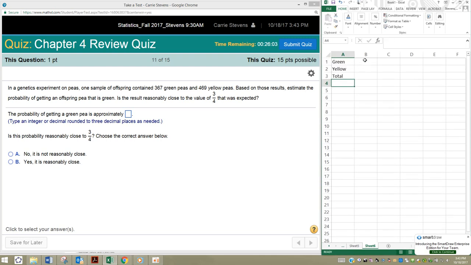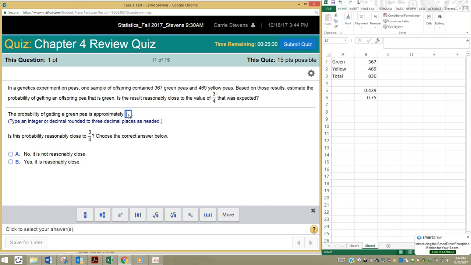So I had 367 green peas, 469 yellow peas, and the sum total of those is 836. What is the probability of getting a green pea? Well, that would be equal to the number of green peas divided by the total. And 3/4 is 75% or 0.75, right? So is it close? No, it's not. So 0.439 is the answer to 3 decimal places, and no, it is not reasonably close.